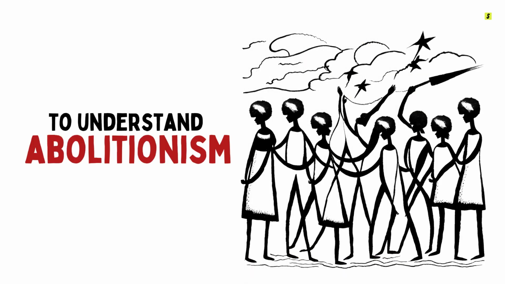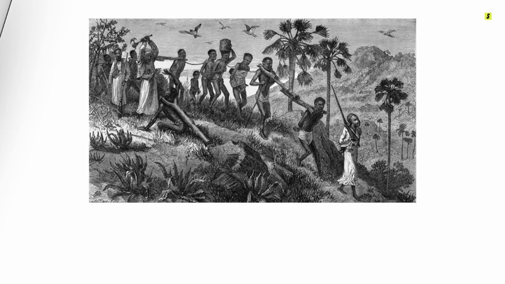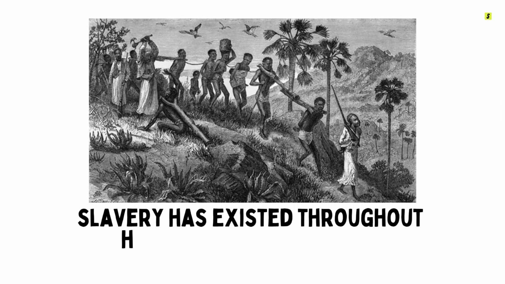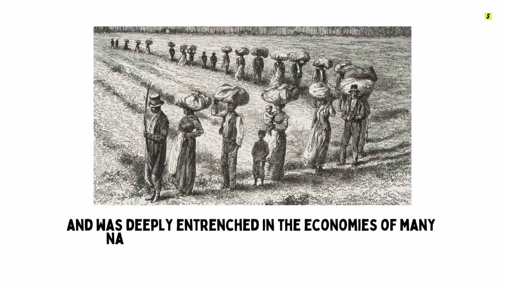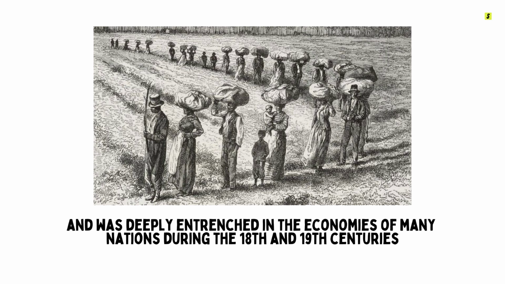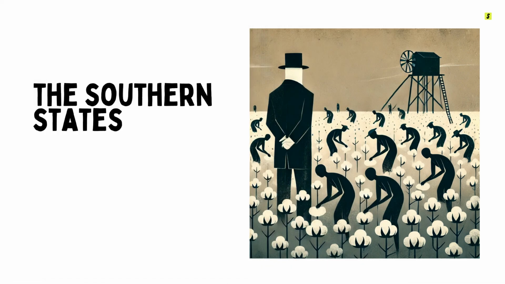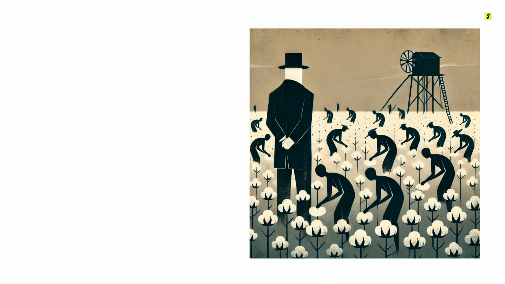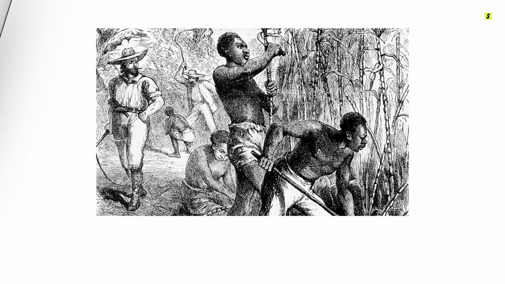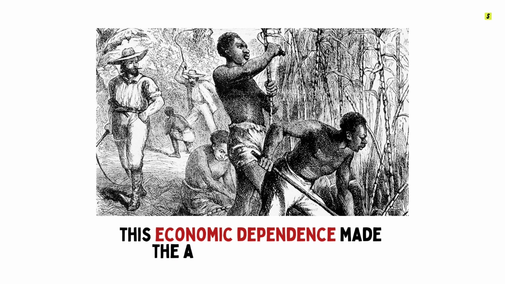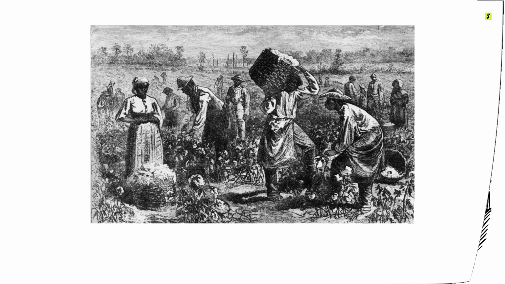To understand abolitionism, we must first grasp the background of slavery itself. Slavery has existed throughout history in various forms and was deeply entrenched in the economies of many nations during the 18th and 19th centuries. For example, in the United States, the southern states relied heavily on enslaved labor for their agricultural industries, particularly cotton production. This economic dependence made the abolition of slavery a highly contentious and challenging issue.